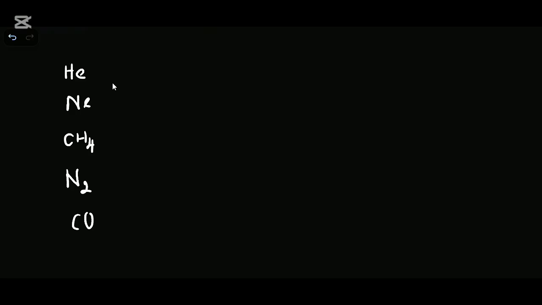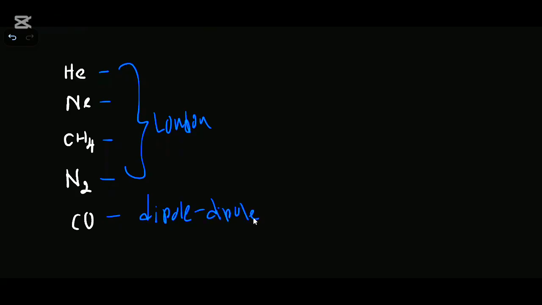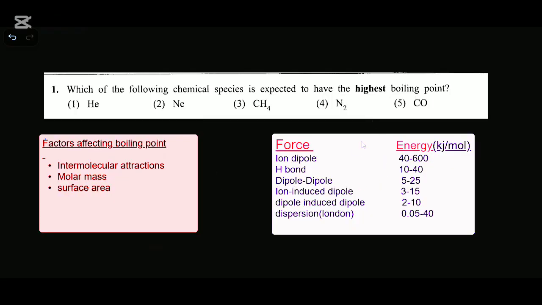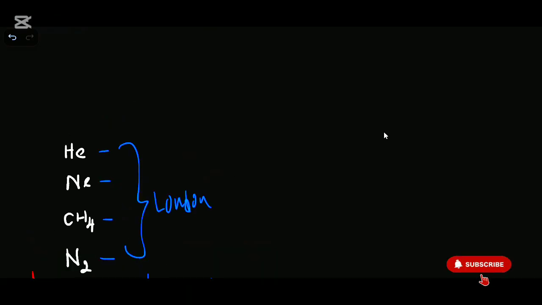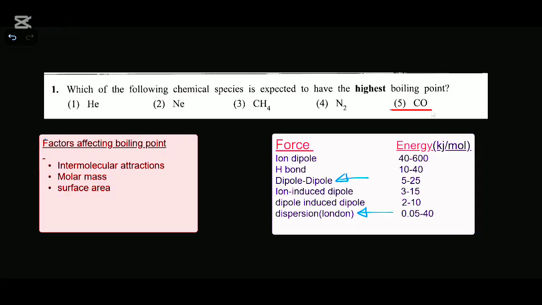Now let's see what type of secondary bonds are in these elements. We know helium, neon, methane and N2 all have London forces. These four have London bonds, and this carbon monoxide has dipole secondary interaction. So from that above we learned that dipole interaction energy is higher than the London forces energy. So according to that, we know carbon monoxide has the highest boiling point. So number 5 is the answer.